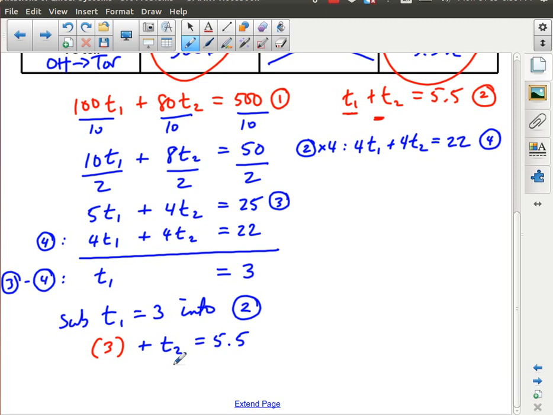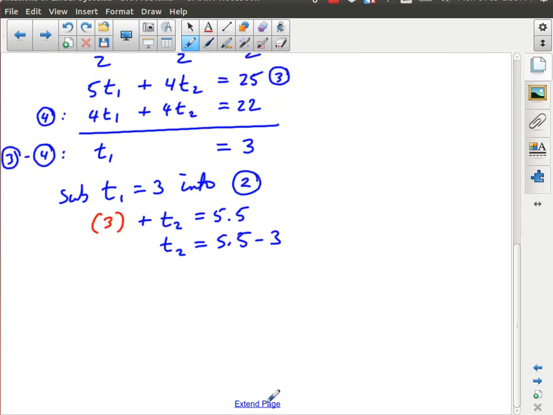How do I get t2 all by itself on that left side? I have to subtract 3 from both sides. So 5.5 minus 3, and that becomes t2 is equal to 2.5.